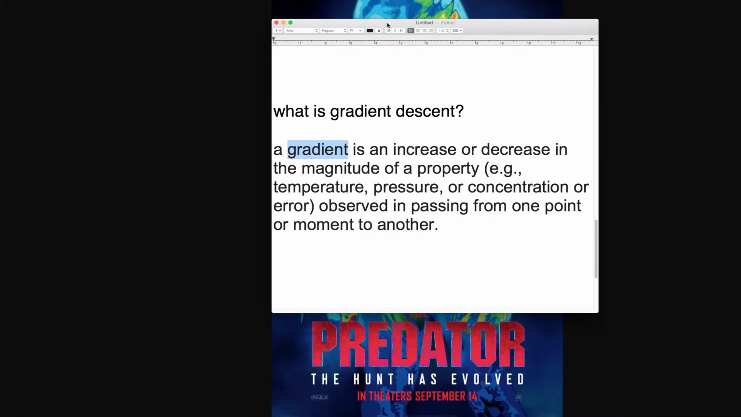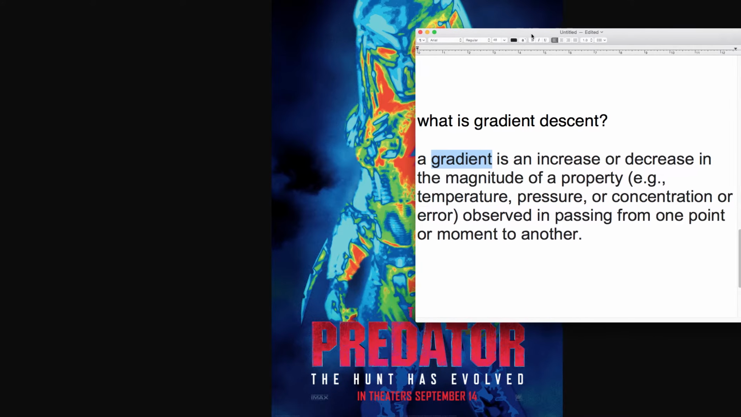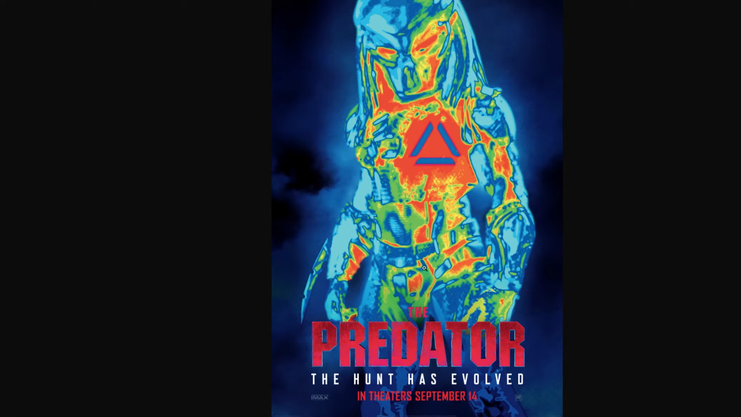When I think of gradient, I think of this picture here of the Predator. We have an infrared camera. The heat signature is high here in the heart. It gets lower as you move away, and then black is when temperature is the lowest, right? So we have a gradient here, which is going from a high value to a low value.